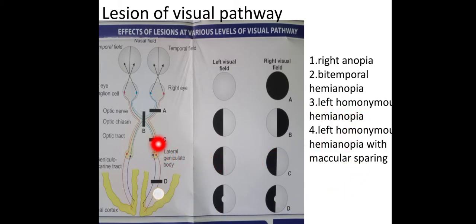While if the lesion is at the level of C, as I have already discussed, visual sensations are crossed sensations. The left half will project over the right visual cortex. So at the level of C, it will cause left homonymous hemianopia. While if the lesion is present very posteriorly, at the level of the visual cortex, it leads to left homonymous hemianopia with macular sparing. The fibers of the macula are spared because the macula has a dual blood supply. Due to dual blood supply, macular fibers are spared in various vascular lesions.